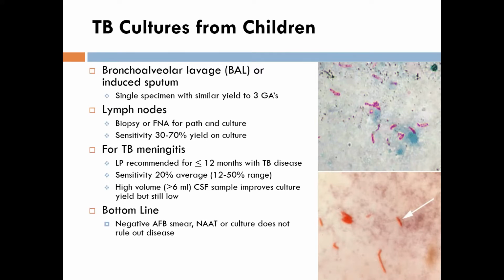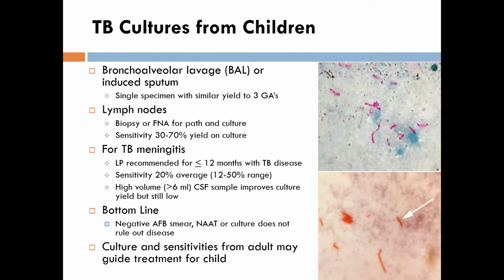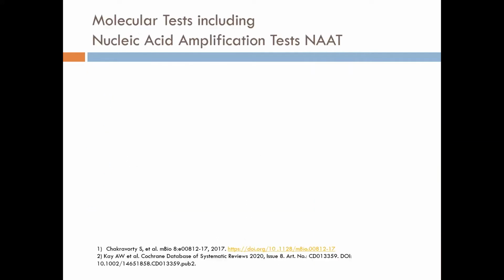But basically, the bottom line is that a negative smear, NAT, or culture does not rule out disease. And this is true in both children and adults, but especially true in children. And if the child has negative cultures, the sensitivity and culture from the adult source case can be helpful in guiding the treatment for the child.